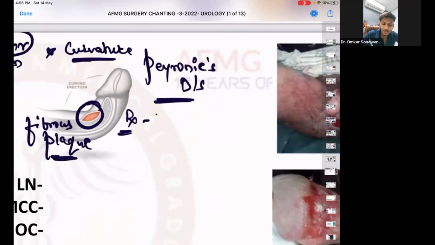Treatment. First, please remember, you should give reassurance. The first line management is reassurance because it is a self-limiting condition. It will go by itself.